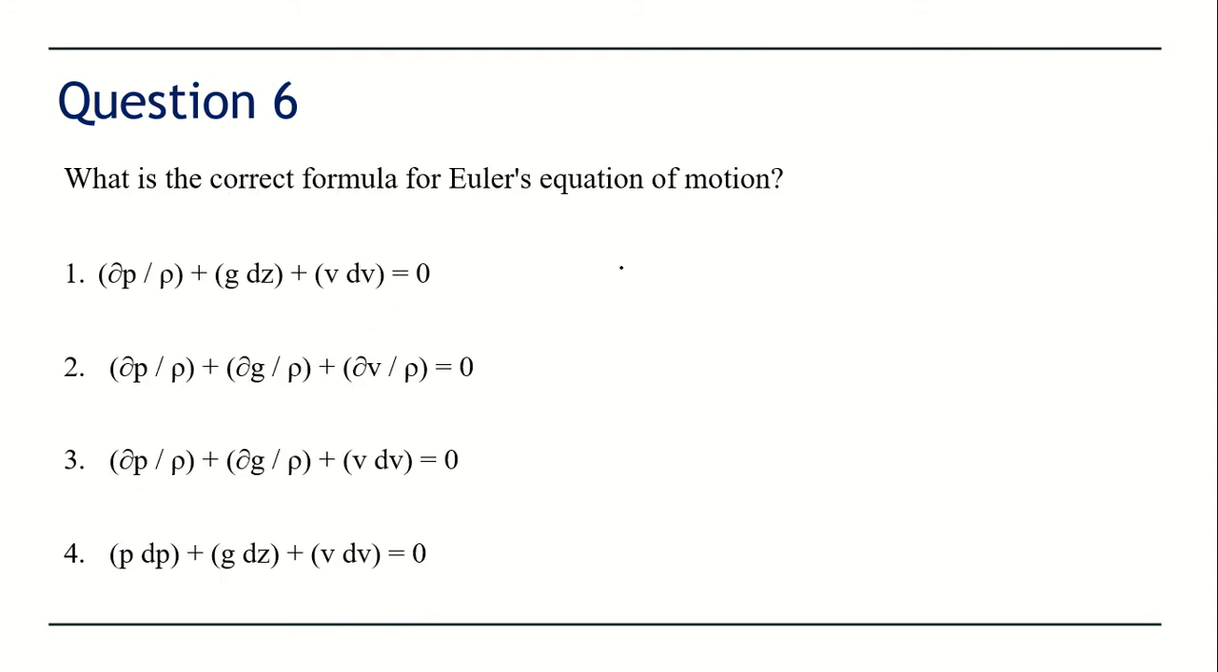Next one, what's the correct formula for Euler's equation of motion? As I was telling you, by integrating Euler's equation of motion we get Bernoulli's theorem. So Euler's equation of motion is dp by rho plus v dv plus g dz equal to 0. Just by integrating this, we would end up with Bernoulli's equation. So if you observe this, the first option would satisfy.